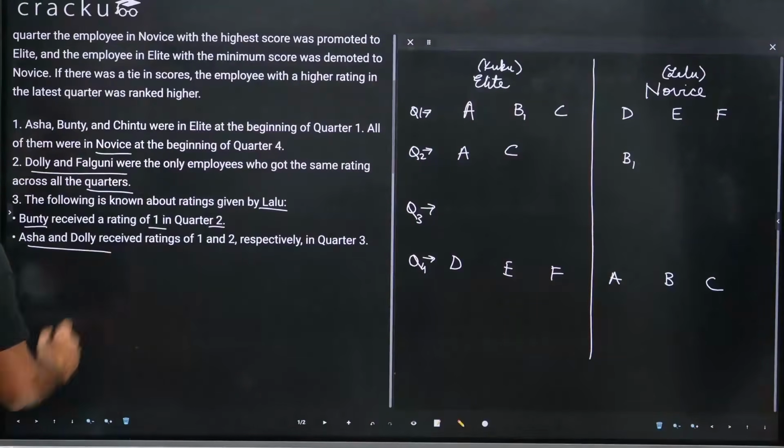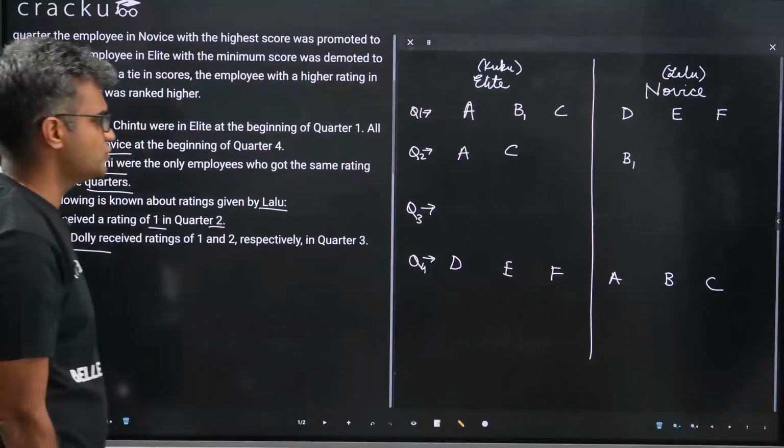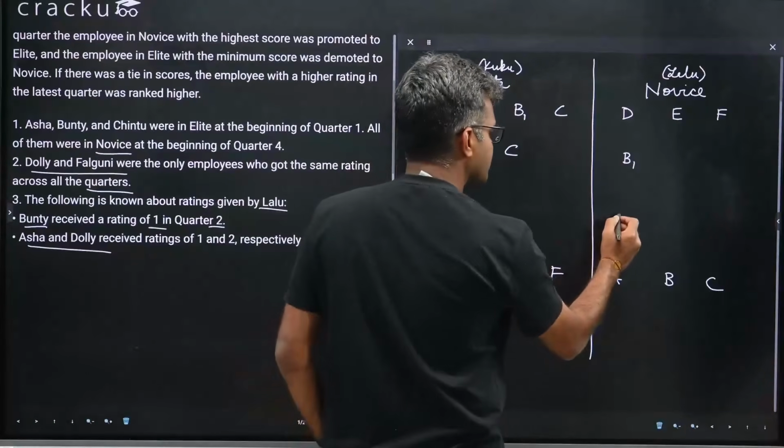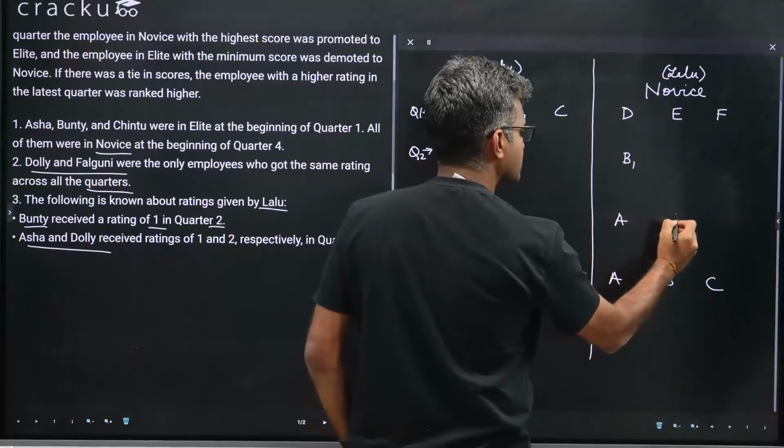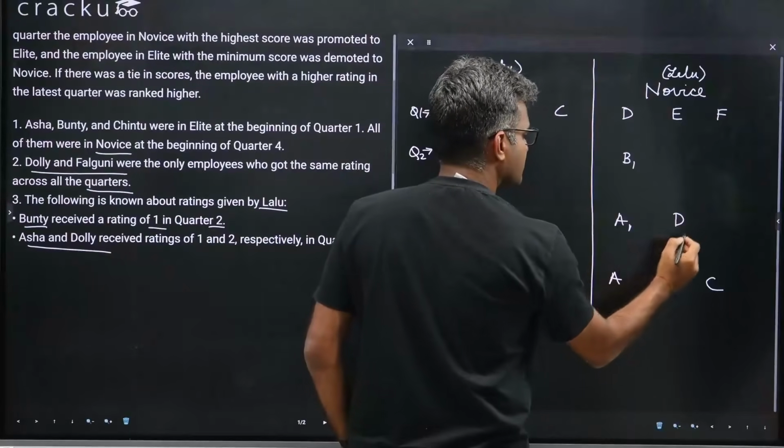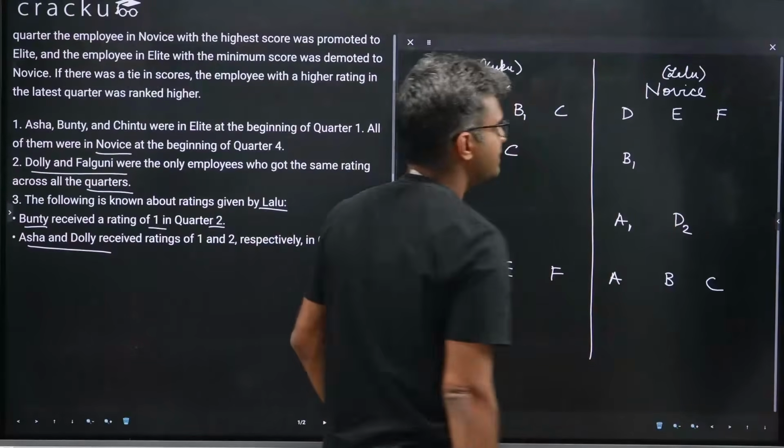Asha and Dolly received ratings of 1 and 2 respectively in Q3. Asha and Dolly. Asha got a rating of 1, Dolly got a rating of 2 in Q2.